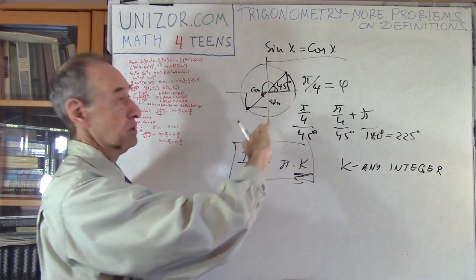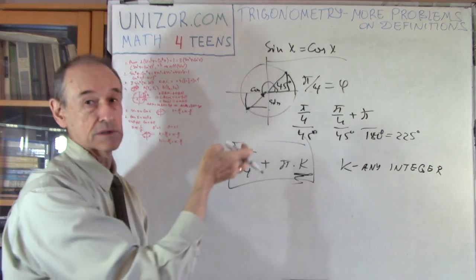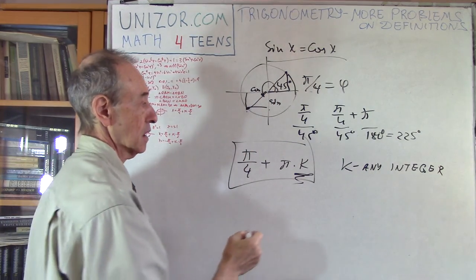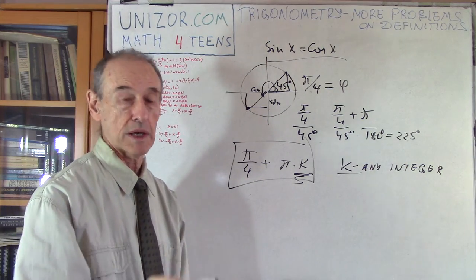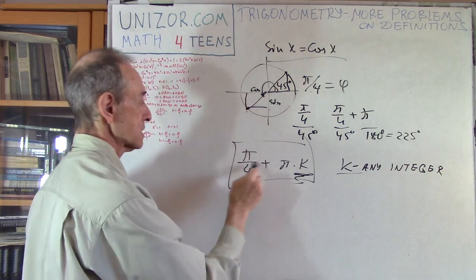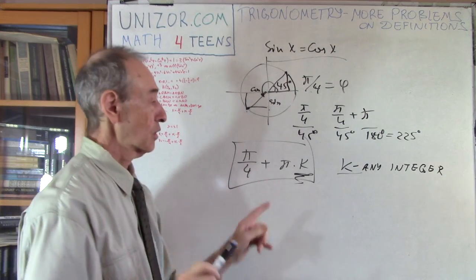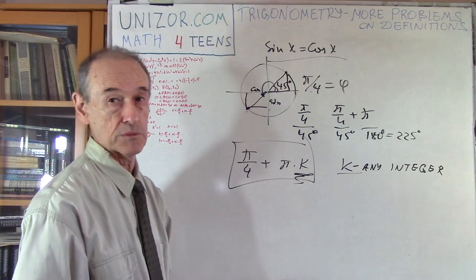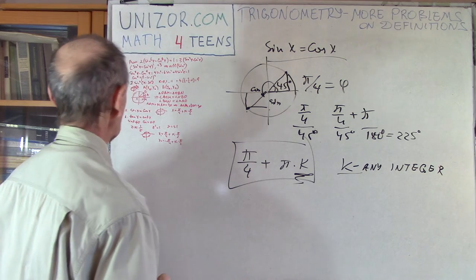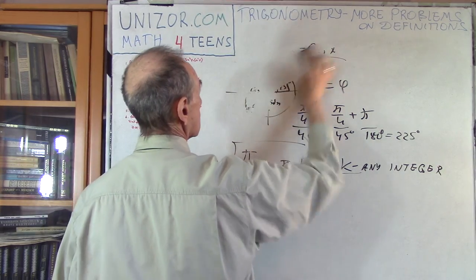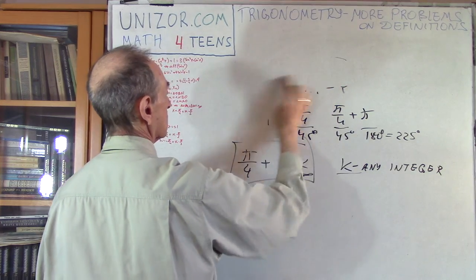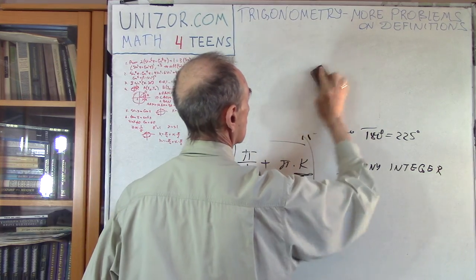Counterclockwise is positive, clockwise is negative direction of changing the angle. So k is any integer, 0, plus or minus 1, plus or minus 2, etc. So this is a general solution. Don't forget this particular piece, very important. Okay, and one more, similar, but slightly different.